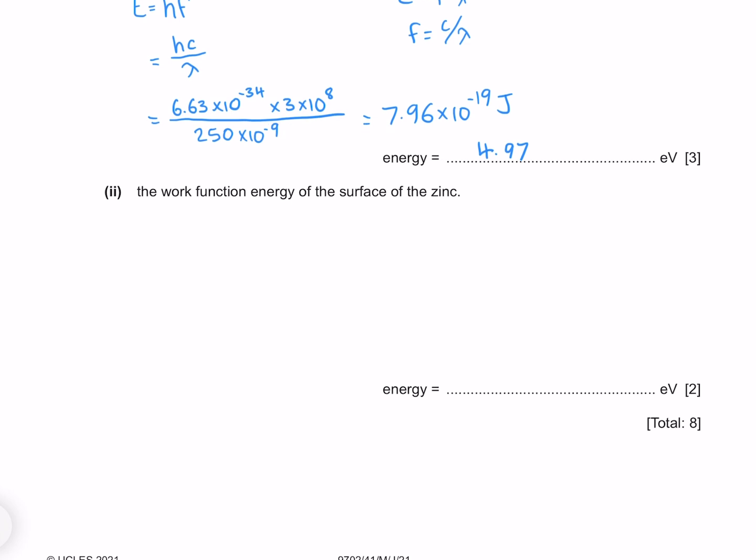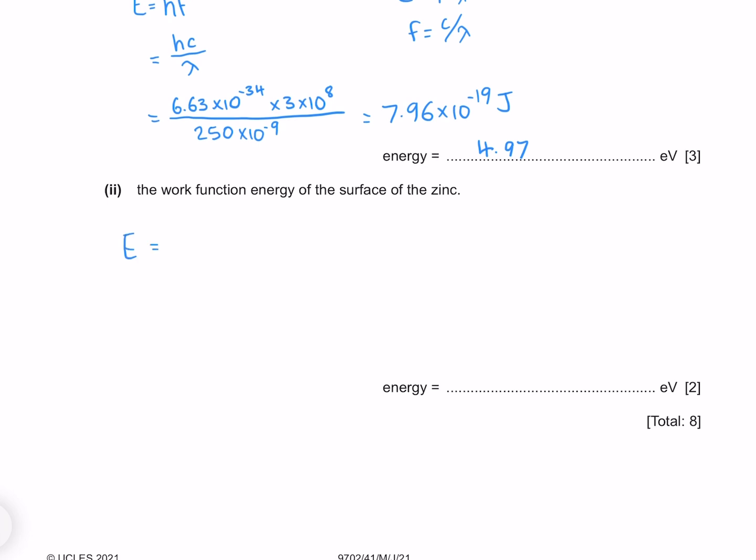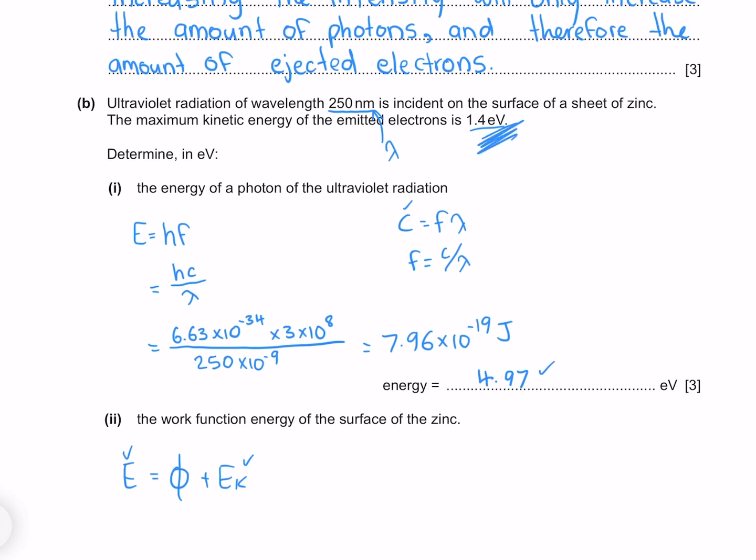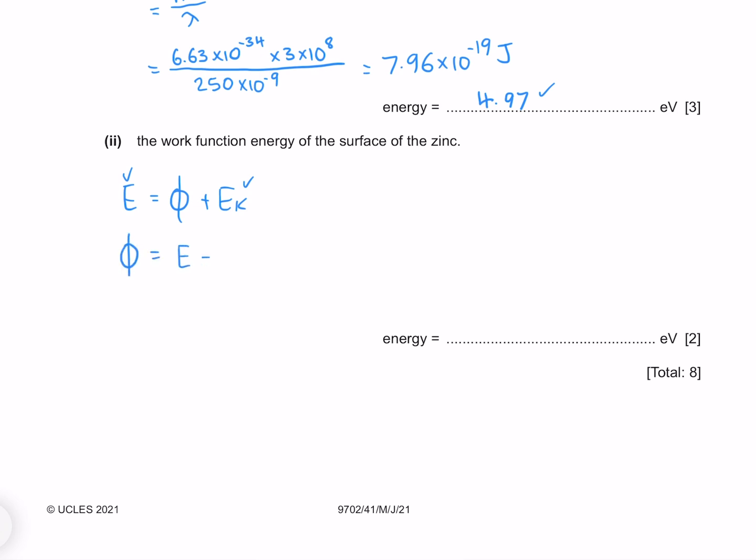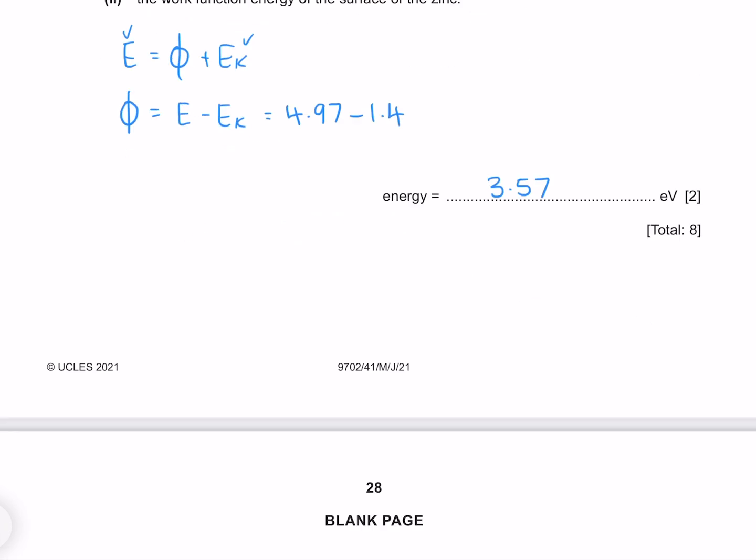Determine in electron volts the work function energy of the surface of the zinc. The energy of our photon is divided into the energy required to liberate the electron from the zinc, which is our work function that we're trying to find, plus its leftover kinetic energy. We know the energy, we just found it over here, and we know the kinetic energy, we were given it above. Solving that for work function, putting our numbers in, gives me 3.57 electron volts. And we're done.